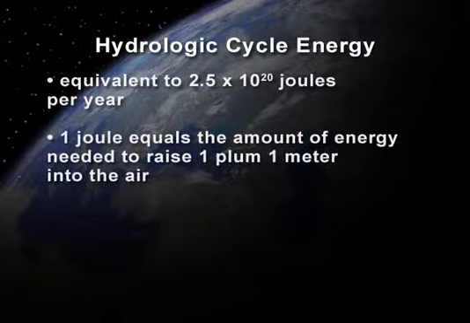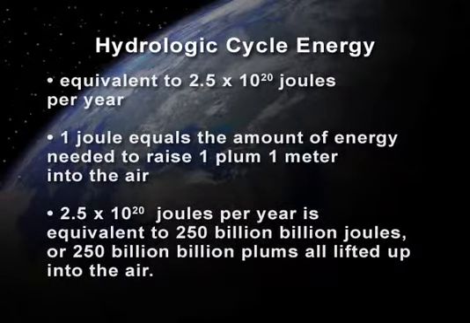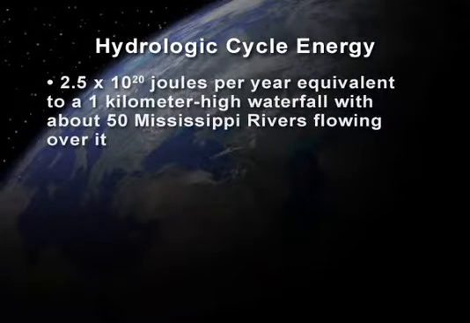Now, a joule, that's our standard unit of energy. And to give you some comparison, 1 joule is the amount of energy it would take to raise something small, let's say a plum, 1 meter up into the air. So 2.5 times 10 to the 20 joules per year is the same as 250 billion billion plums, all lifted 1 meter up into the air. It's the equivalent of a 1 kilometer high waterfall with about 50 Mississippi rivers flowing over it.